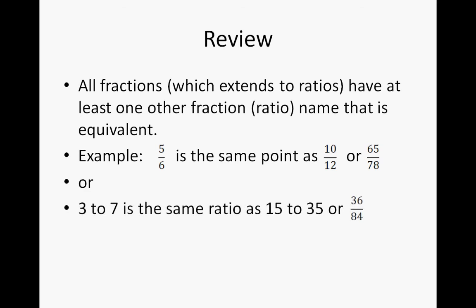Another example, using ratios: 3:7 is the same ratio as 15:35, or 36:84. So those ratios are all proportional because they're all the same point, or they are comparing the same size number sets. So a set size of 3 is comparable to 7, just as 15 is the same ratio as to 35, or again 36:84.